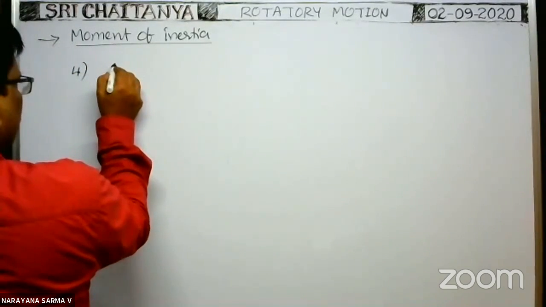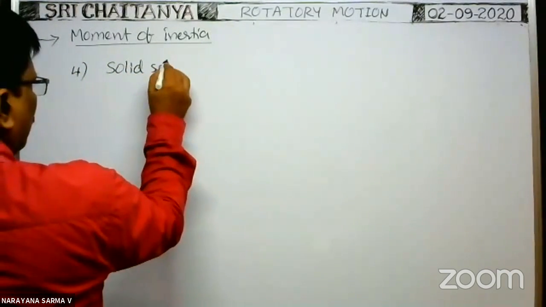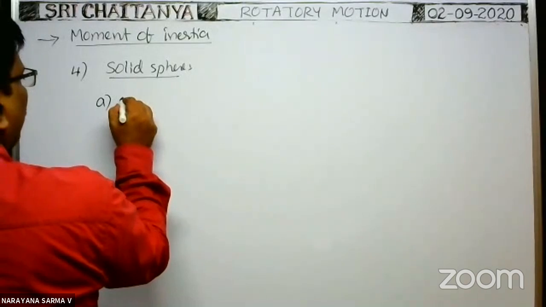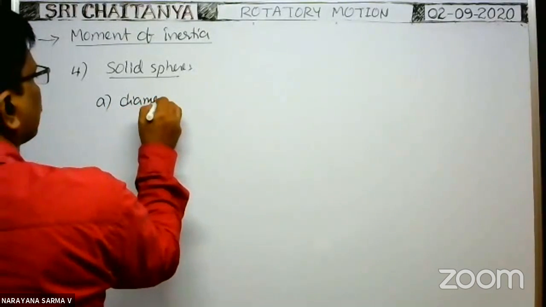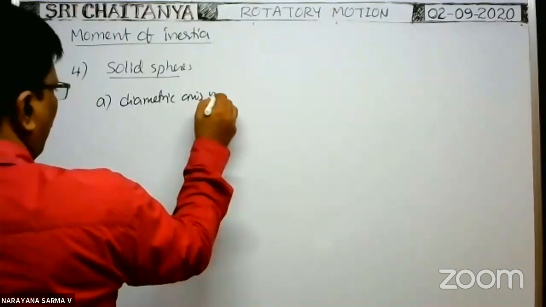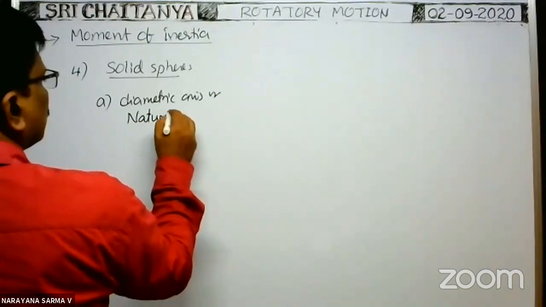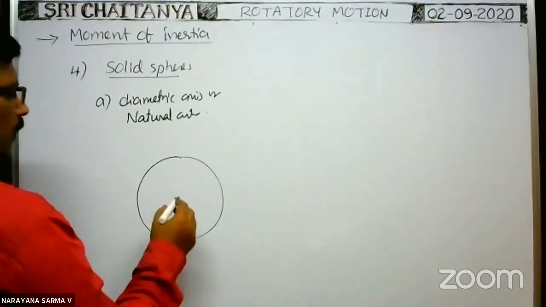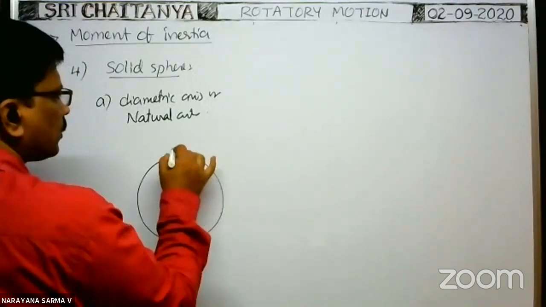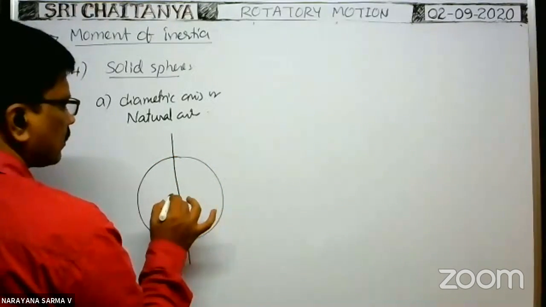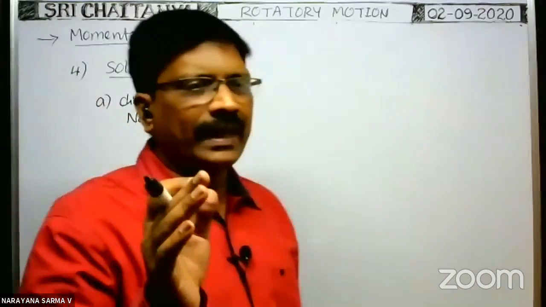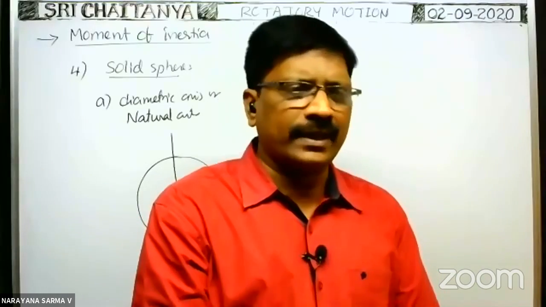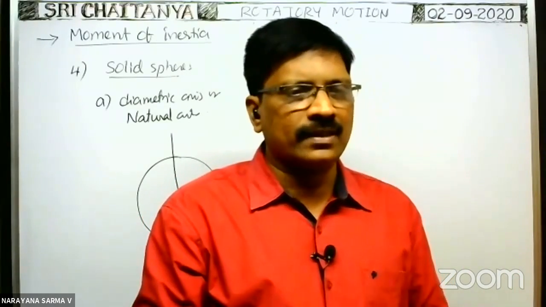Next one, solid sphere. Here, about the diametric axis or natural axis of the solid sphere. Suppose this is the solid sphere, like a cricket ball, shot put, etc. The line passing through the center of the solid sphere is called the diametric axis or natural axis, because in the case of a solid sphere, the line passing through the center of the solid sphere is the diameter. That's why it can be called the diametric axis, and it is also called the natural axis.